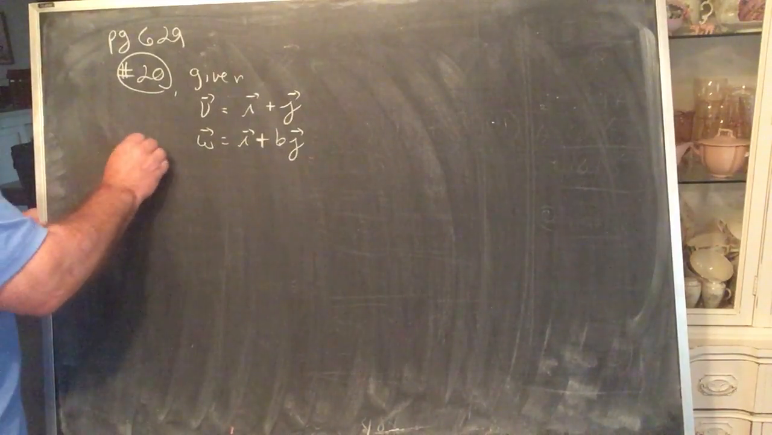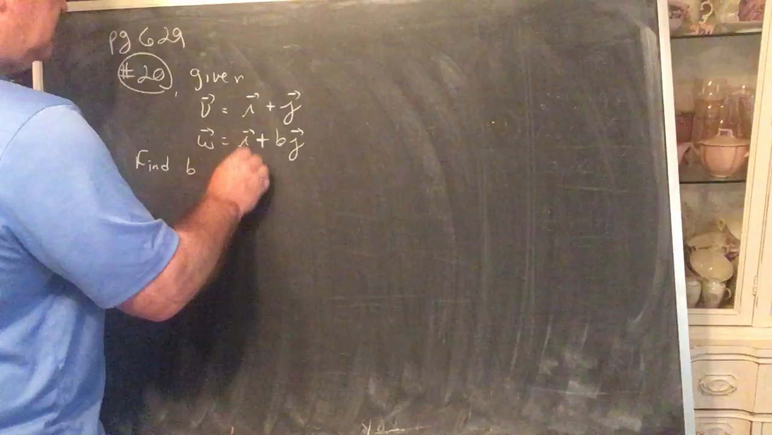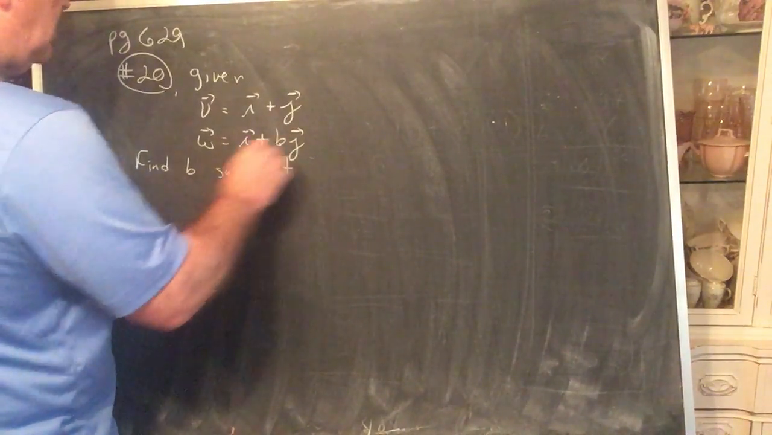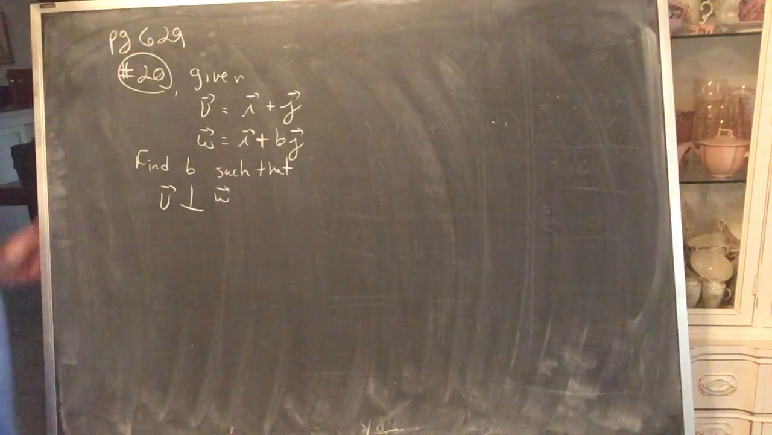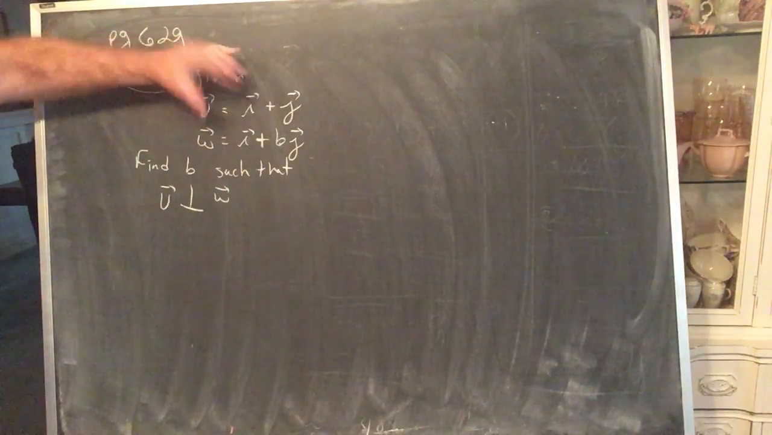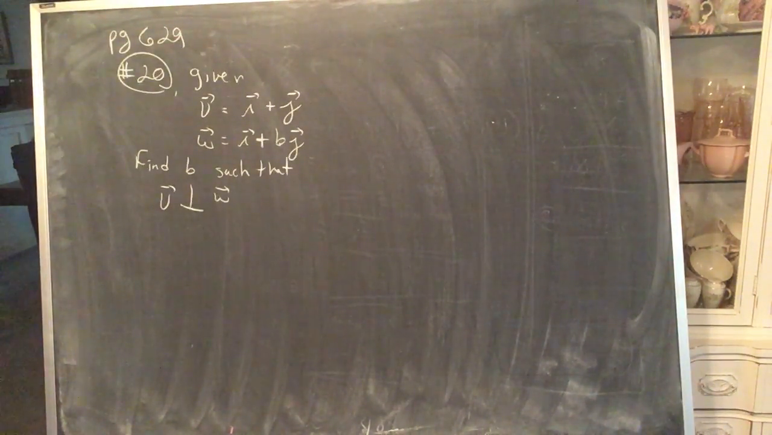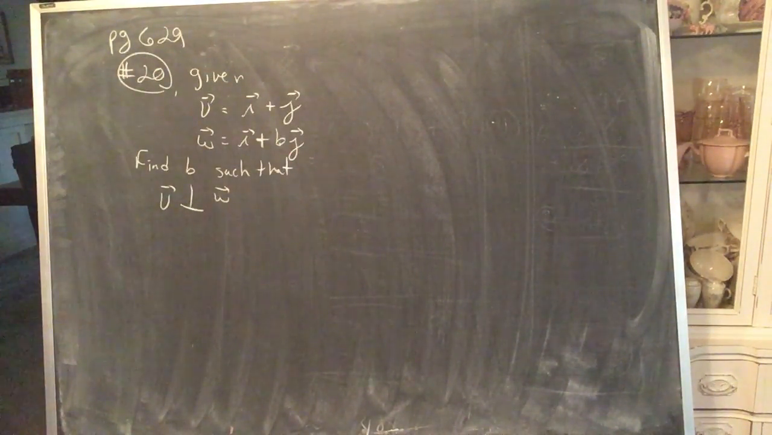And we want to find b such that vector v and vector w are orthogonal. So we want to find the value of b which will cause these vectors to be orthogonal. Depending upon the value for b, they may or may not be. We want to find the value of b that causes that to occur. And so, let's see what we have here.